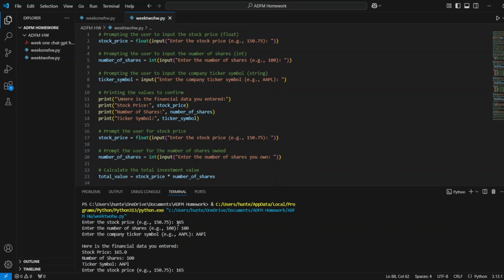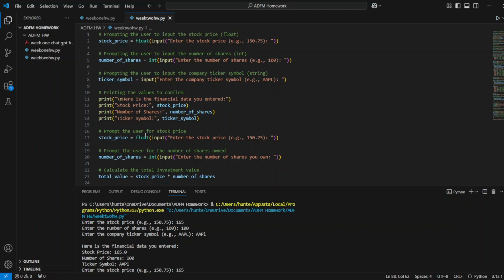And so right here, I just put in 165 for the stock price, 100 for the number of shares, and then just Apple as my company ticker. And this was the output right here. Stock price 165, number of shares 100, Apple 100. And that came from this program right here.